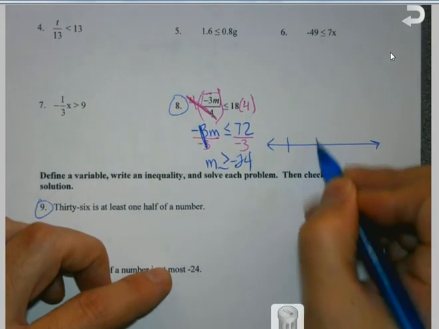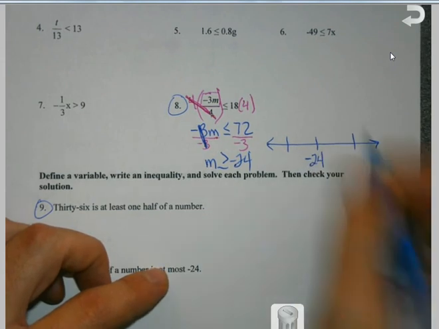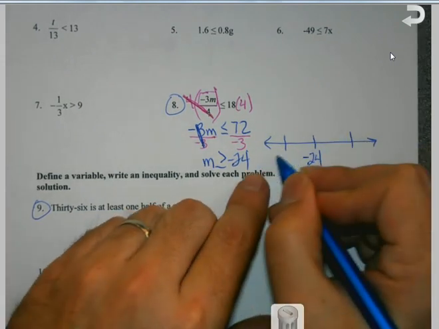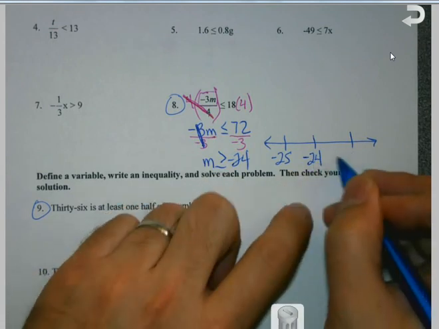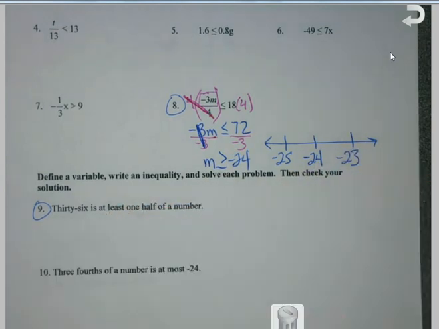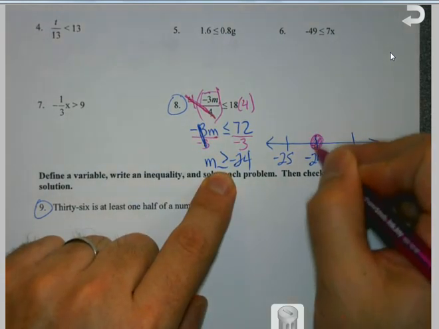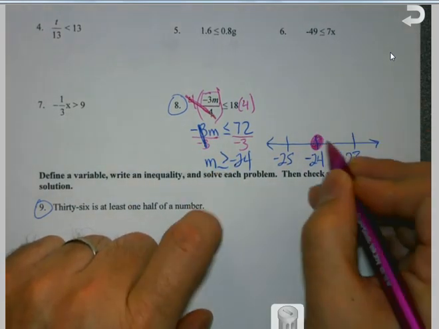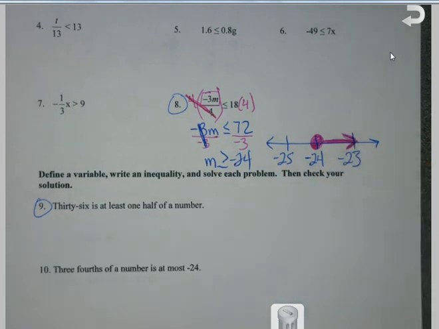And when we graph, again, one less. If I borrow another $1, now I owe 25. If I pay $1 back, now I only owe 23. I've got a filled-in dot because of the line. And I've got greater than.